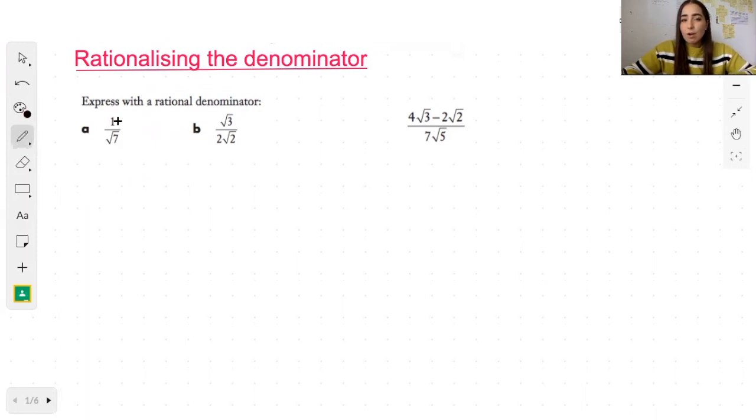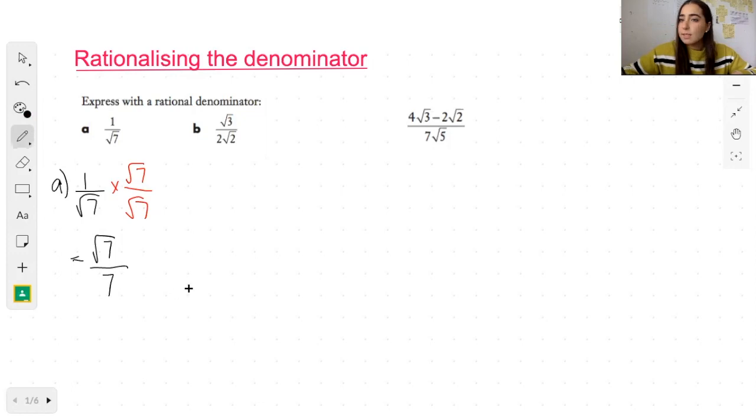So when you have only one term on the denominator, rationalizing the denominator is fairly simple. All you need to do is to multiply both the top and the bottom by this number. So I'm going to take the example over here. I'm going to multiply the top and the bottom by the square root of 7, and then just multiply across as you would with fractions. 1 times the square root of 7 is root 7. And root 7 times root 7 is 7. And so that has been rationalized.